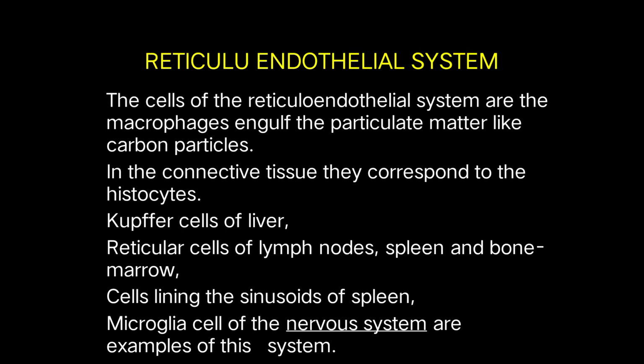Then reticuloendothelial system. What is this? The cells of the reticuloendothelial system are the macrophages, which engulf particulate matter like carbon particles, and in the connective tissue they correspond to the histiocytes. The Kupffer cells of the liver, reticular cells of the lymph nodes, spleen and bone marrow, cells lining the sinusoids of the spleen, and microglia cells of the nervous system are examples of the reticuloendothelial system.